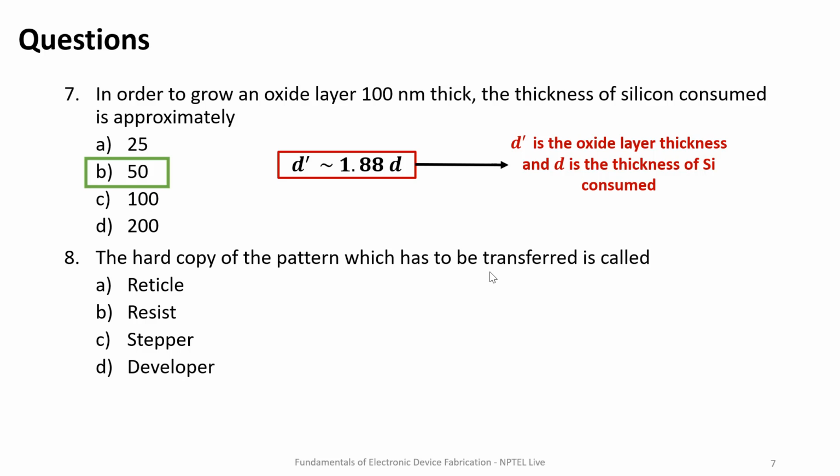So next is, the hard copy of the pattern which has to be transferred is called, Critical. Yeah.